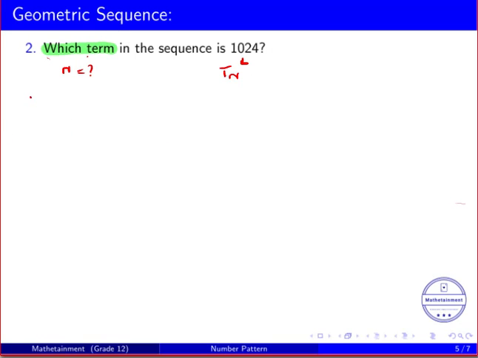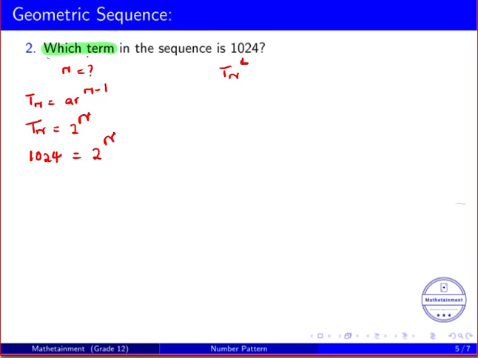My general term says my Tn is equal to ar to the power of n minus 1. But luckily, on my previous working, I did work out my general term. So my general term is Tn is equal to 2 to the power of n. So my Tn is 1024, which is equal to 2 to the power of n. We normally know that when we have two powers of same bases, you just drop their base, then you equate their exponent.